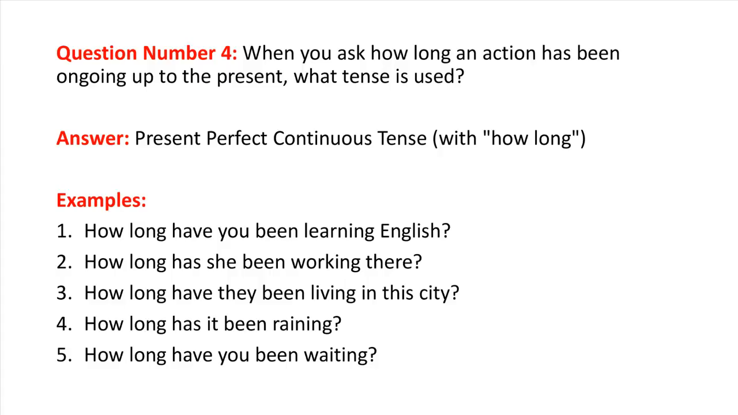Question number 4. When you ask how long an action has been ongoing up to the present, what tense is used? Answer: present perfect continuous tense, with how long. Examples: How long have you been learning English? How long has she been working there?